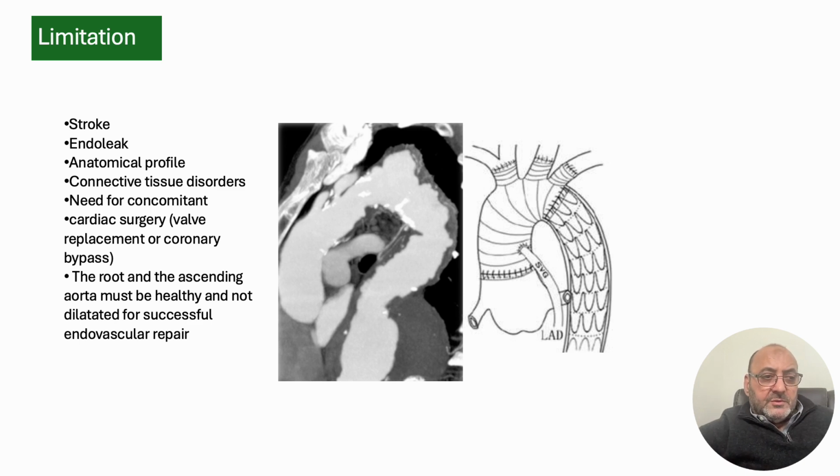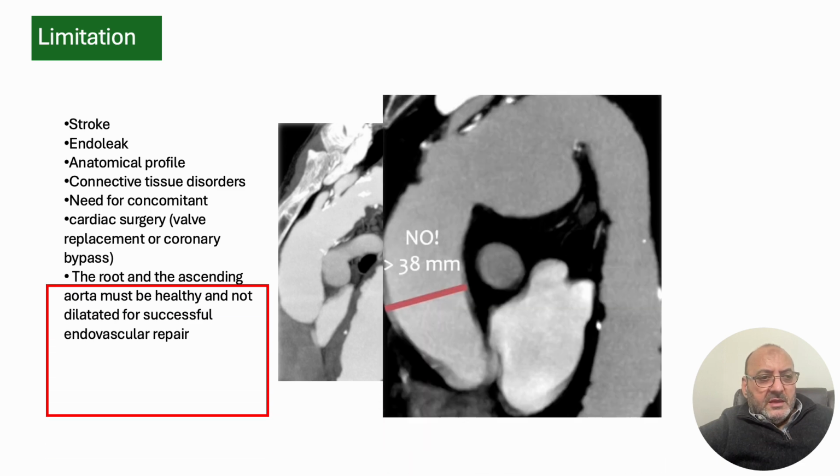Also the root of the aorta, how the root looks, how the coronaries look, and all of these considerations have to be thought about in order to have a successful endovascular treatment. And also the size of the aorta. In this current age, you cannot do endovascular treatment if the size of the aorta is more than 38 millimeters, or the root is not healthy or is dilated.